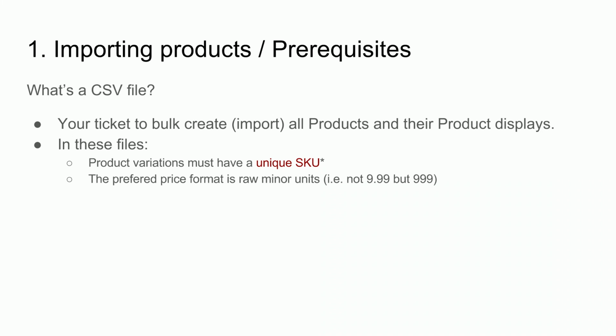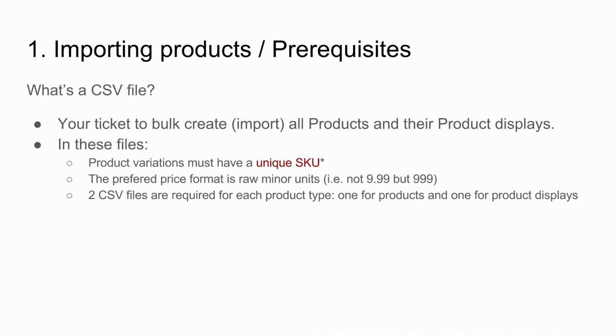The preferred format for price is minor units. So if you have a T-shirt that you're selling at $9.99, and in your CSV you have $9.99, it's going to come out wrong. It has to go into minor units, okay, for the import to work properly. Not a big deal, but it's nice to know. And you will definitely need two different CSV files to create the product types and the product displays.